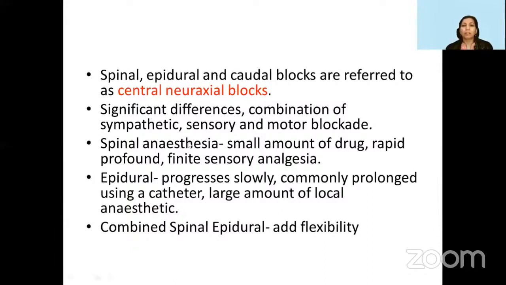In spinal anesthesia, a small amount of drug produces a rapid, profound, and finite sensory analgesia, while epidural block progresses slowly and is commonly prolonged using a catheter, and large amounts of local anesthetics are used. Combined spinal epidural techniques add flexibility to the level of analgesia and anesthesia provided to the patient.